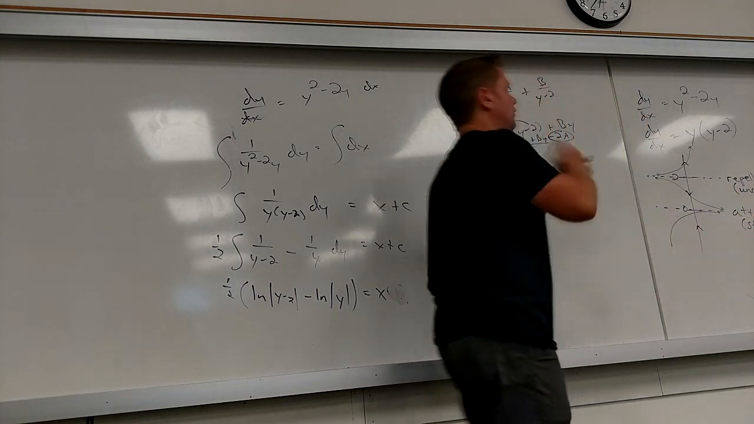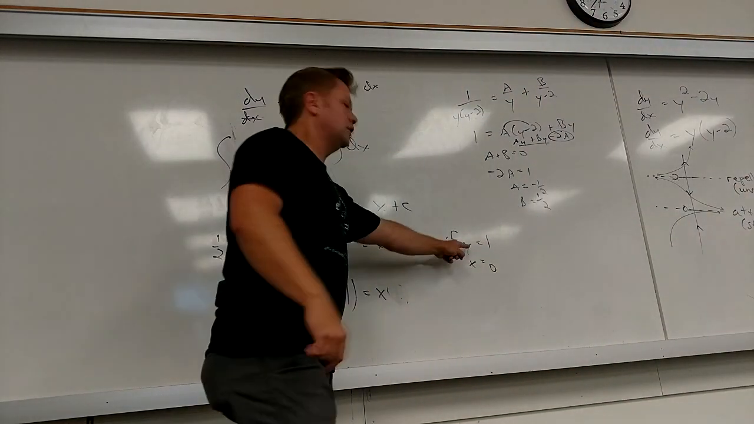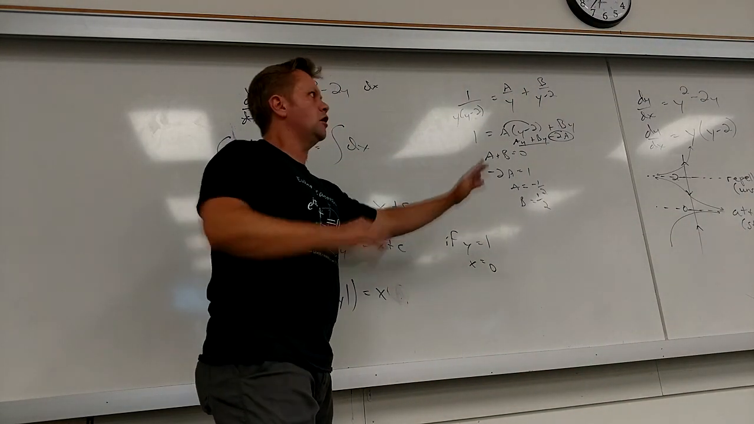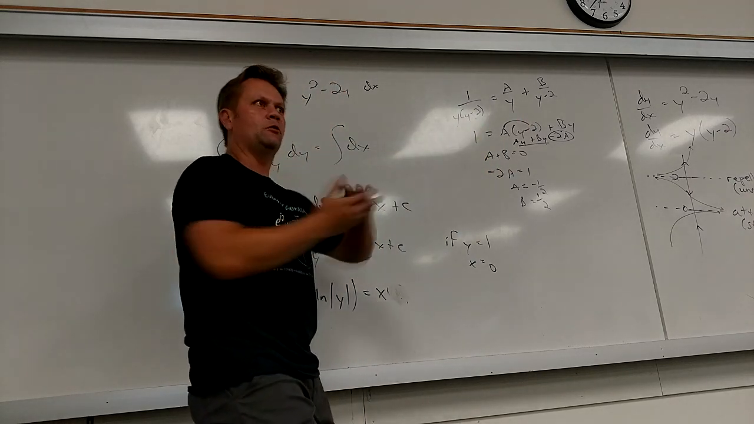And now notice, what point does it go through? 0, 1, right? 0, 1. So if I chose a different initial condition, all that would do is move it over or back. The y behavior can't change.